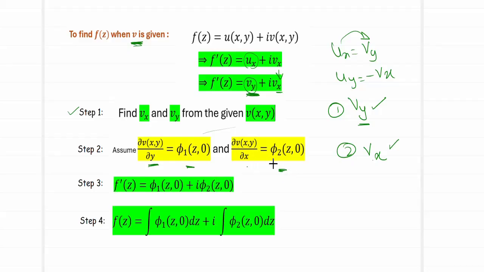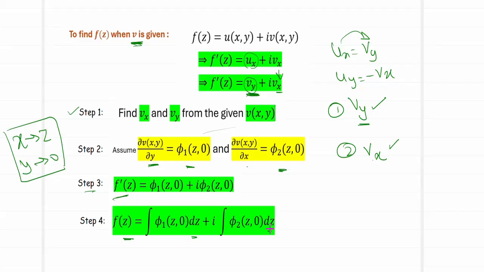So now the same way replace x with z, y with 0, and after resubstituting this, make them as phi 1 and phi 2 and put it back in your f dash of z. That is your step 3. So I have phi 1 of z comma 0 plus I phi 2 of z comma 0. Step 4. From your f dash of z, how to get your f of z? Just integrate it with respect to the variable z. So that will give me my final answer.